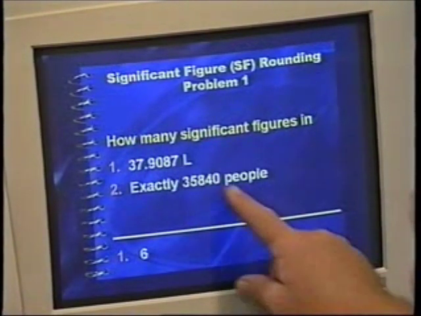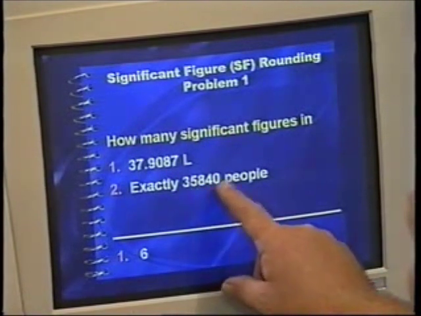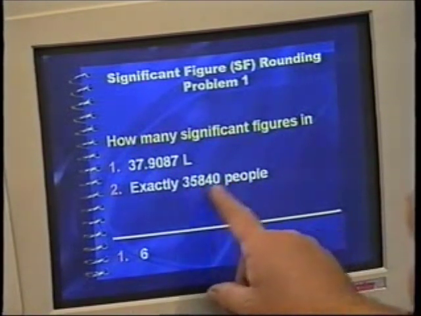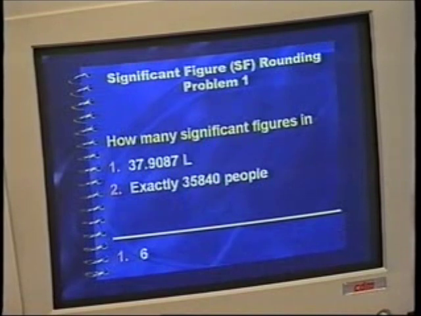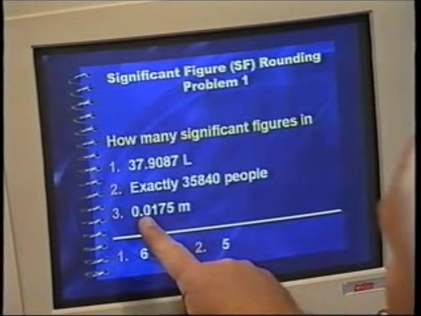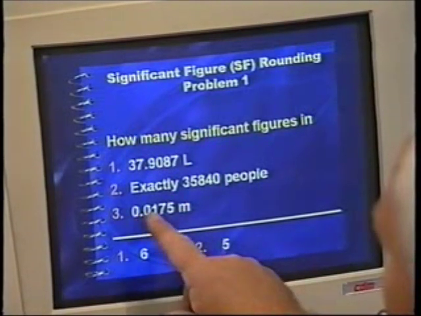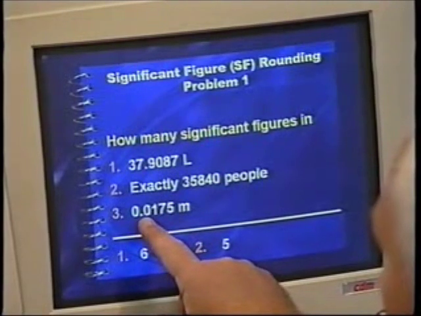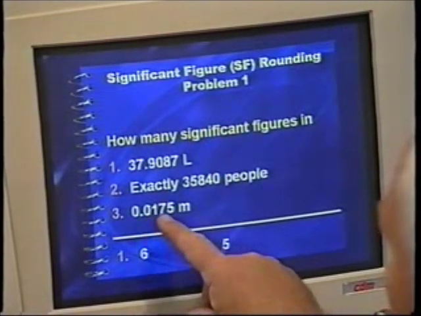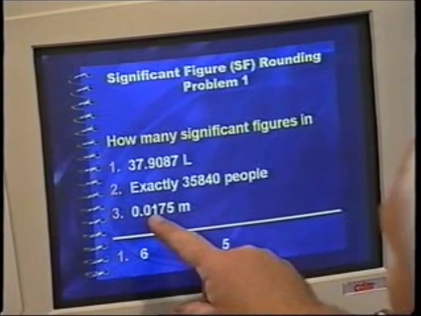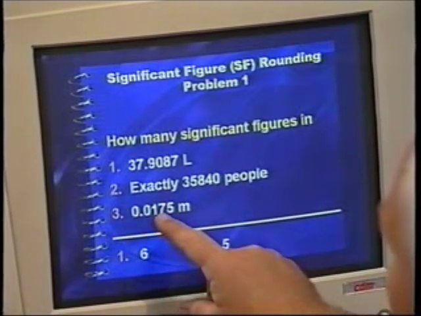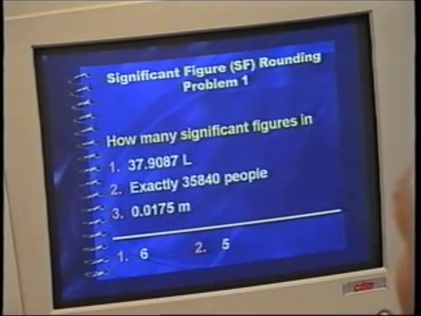In the next one, that 0 is used to count people, so there are exactly 35,840 people. There are 5 significant figures in that measurement. In the next one, that decimal point there and those zeros, they are used to place the decimal point in position. They have nothing to do with the accuracy of the measurement, and so those zeros are not counted, and we actually end up with only 3 significant figures in that measurement. Very difficult topic, actually, significant figures.